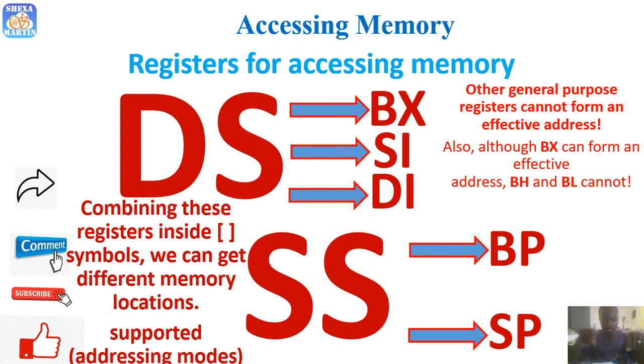Whenever you see the square brackets in an ALP program, you must know that we are somehow working with memory. We are somehow accessing memory. So the square brackets means the value that is inside the square brackets is the memory address, or the effective address, or the offset.